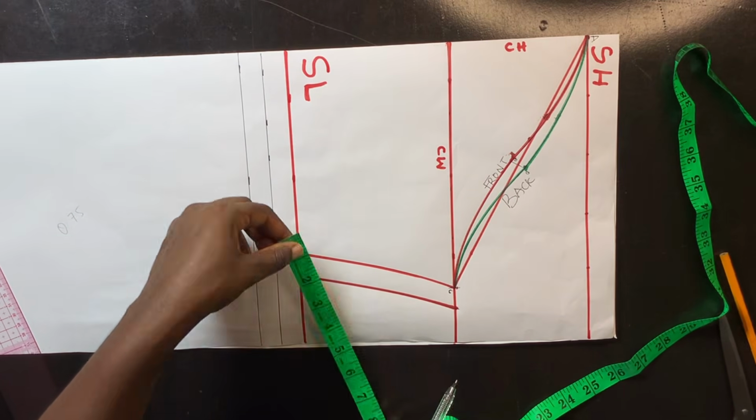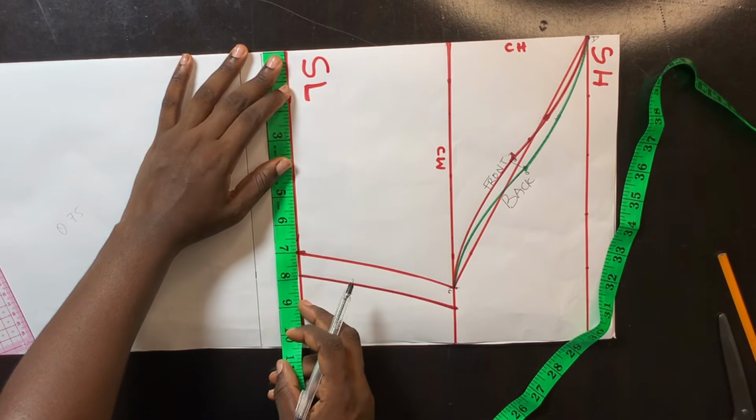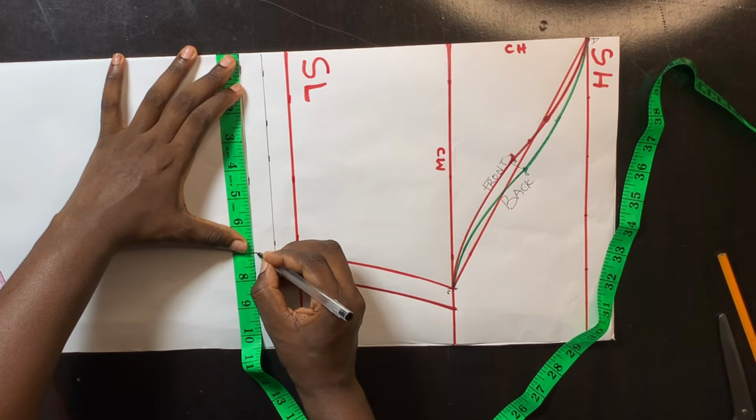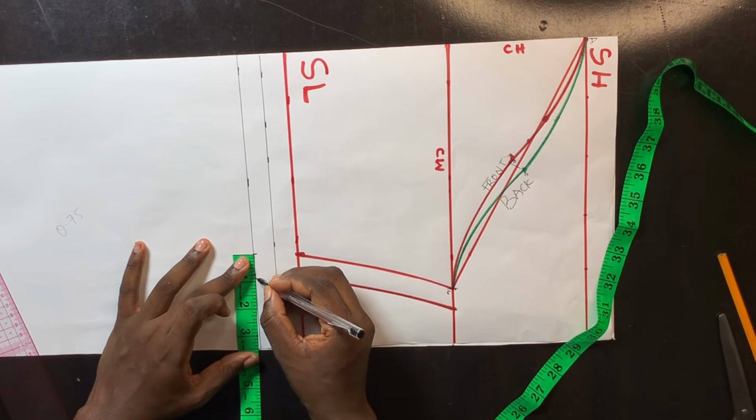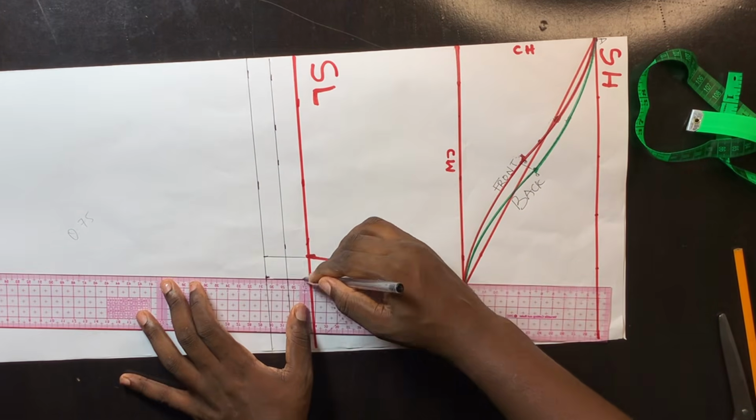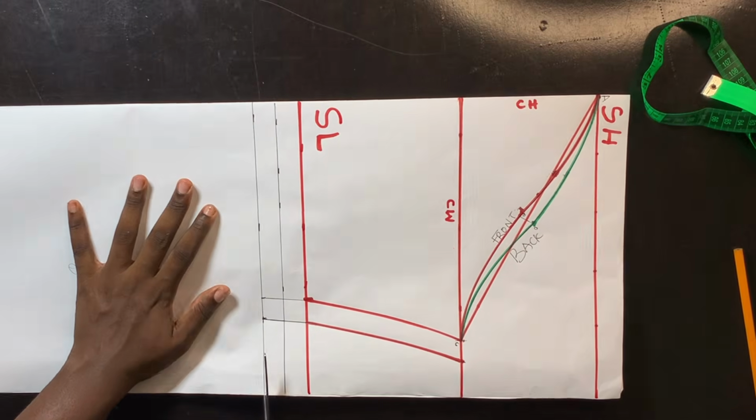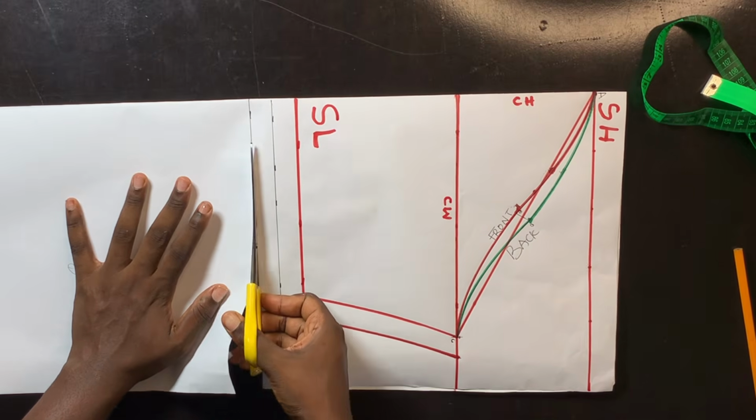I'm going to go ahead now to measure what I marked on my sleeve length line, which is 7 inches. I'll bring that down and mark again. Then I'll add my 0.75 allowance again and connect just as shown. Now, I am going to trim off the excess paper from the hem area.